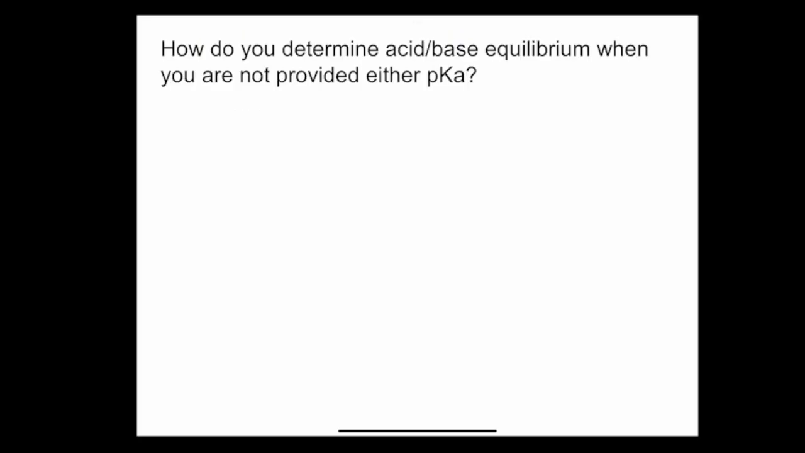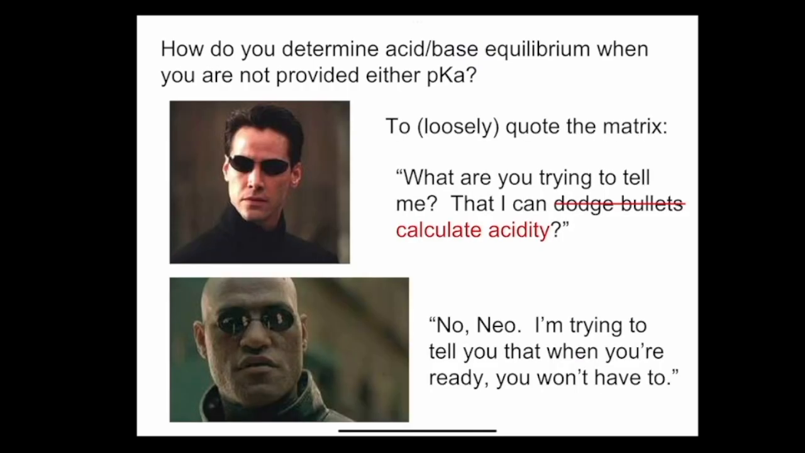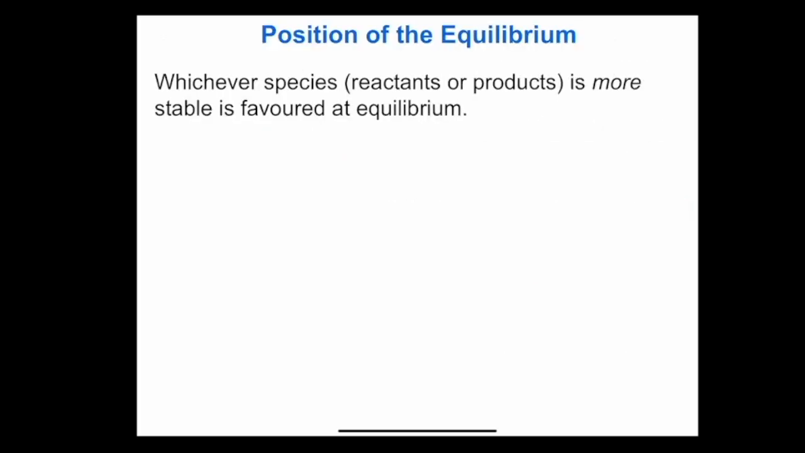So if you are not given pKa information, though, this is where it gets a little bit trickier. This is where we need acids and bases and the relative stability to do this. So who remembers the matrix? There was a new matrix recently. The most famous quote: so you're going to tell me you can dodge bullets? No, when you're ready, you're going to be able to pick pKa's and acidity without having to go back to formal tables. So what we're going to do now is teach you to be Neo.